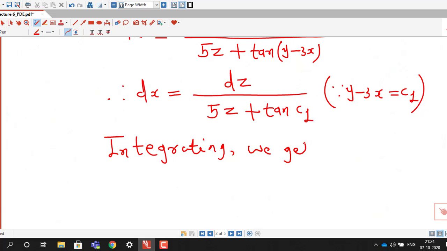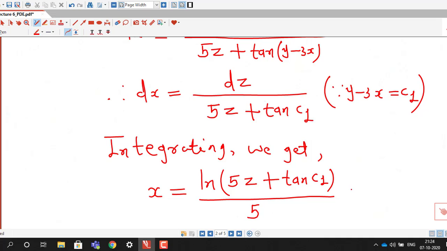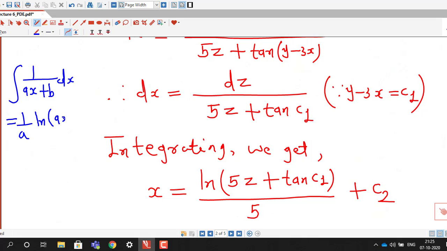So integrating, we get the integral of dx, which is x. The integral of 1 upon 5z plus 10c1 is log of 5z plus 10c1 divided by the coefficient of z, which is 5, plus an arbitrary constant, c2. Here we are using the formula of integration, and I hope you are familiar with it. I just write down the formula: the integral of 1 upon ax plus b with respect to x is 1 by a ln of ax plus b. Instead of x, here the variable of integration is z, and the coefficient of z is 5. a and b are constants, so a is 5 and b is 10c1.